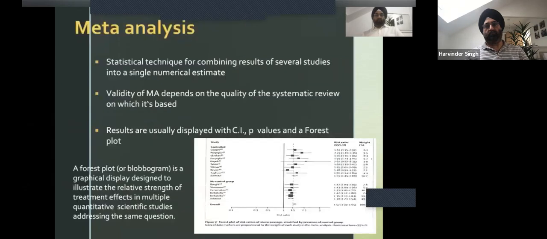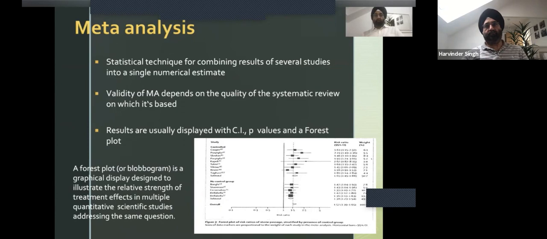So meta-analyses, which are considered to be the best type of evidence, are multiple randomized trials looking at narrow confidence intervals. It combines study data from several studies to come up with a single numerical estimate, which gives you an idea of what the evidence is like.